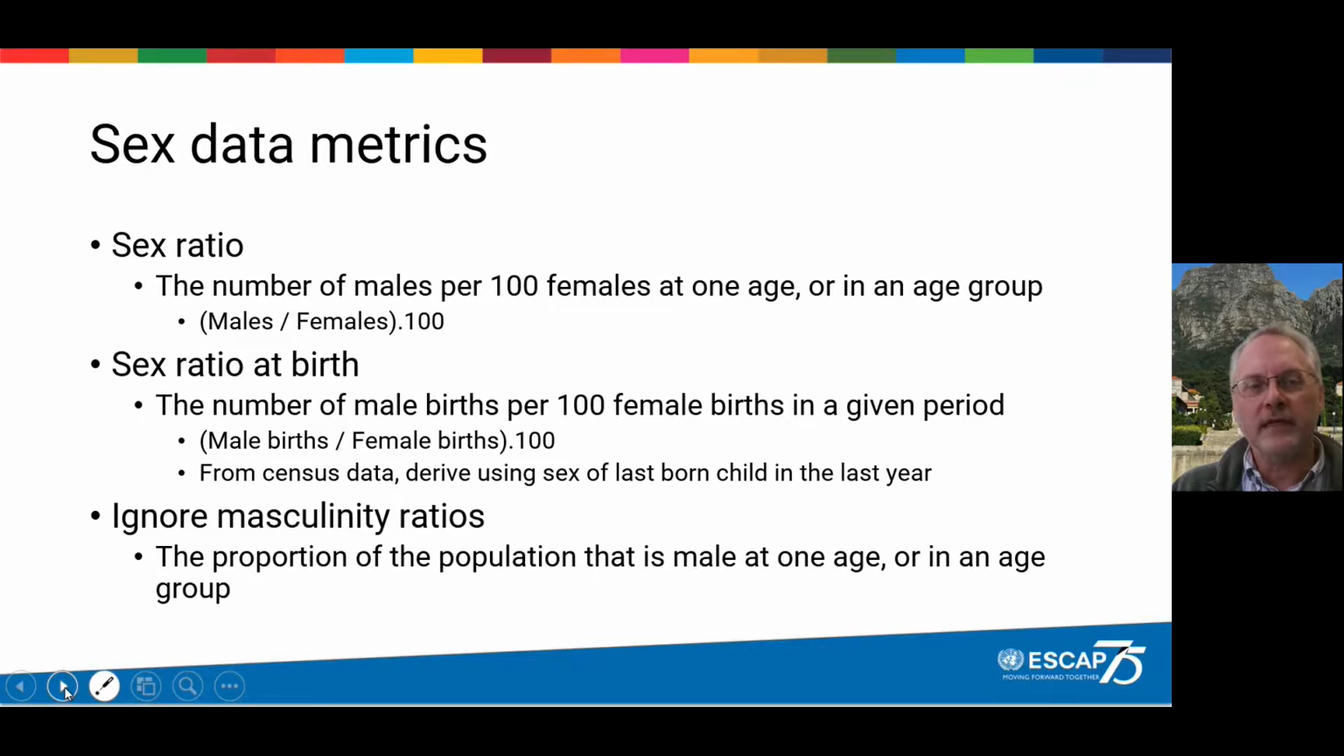There is a third metric, masculinity ratios, but we ignore these because they provide very limited information relative to the sex ratio. But just for completeness, we would define the masculinity ratio as the proportion of the population that is male at one age or in any single age group. But our focus today is going to be on the calculation of the sex ratio and the analysis of those data, as well as looking at the sex ratio at birth.